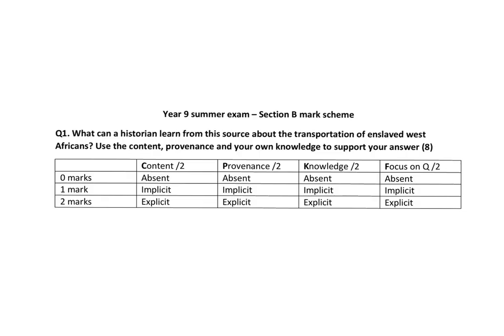So here's the mark scheme for question 1 on section B. It's out of 8 marks, and I have given 2 marks for each skill that you need to mention. 2 marks for content, 2 for provenance, 2 for your own knowledge, and 2 marks for the focus on the question. What I mean by focus on the question is, have you focused on what historians can learn from looking at the source? Content is what you can see. The provenance is when and where it has come from, and the knowledge is what you know about the topic that matches up to the details in the source.